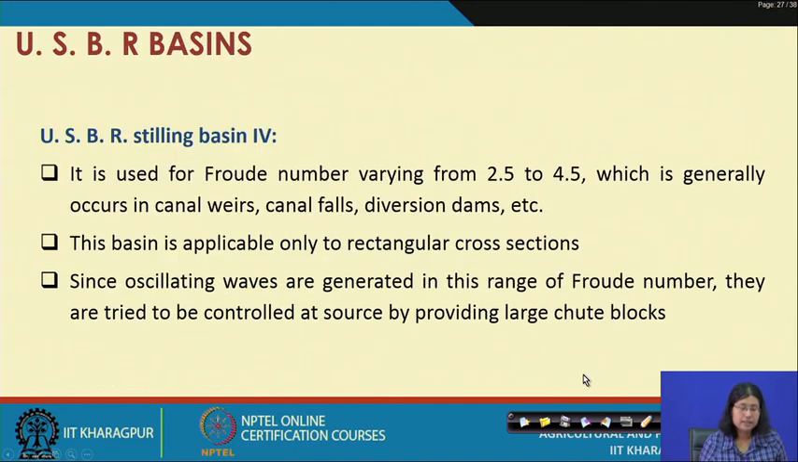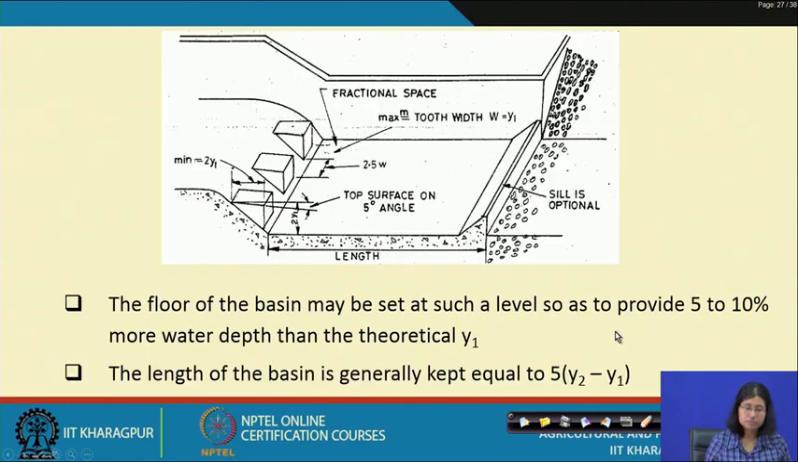USBR stilling basin 4 is used for Froude numbers varying from 2.5 to 4.5, which generally occur in canal weirs, canal falls, diversion dams, etc. This basin is applicable only to rectangular cross sections. Since oscillating waves are generated in this range of Froude number, they are controlled at the source by providing large chute blocks. So, this is USBR stilling basin 4.